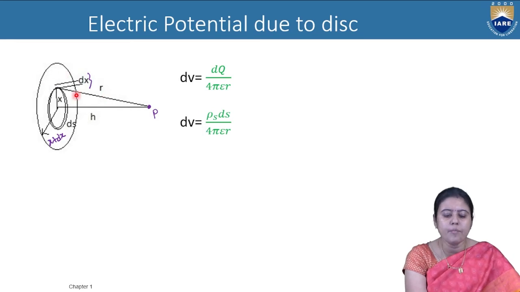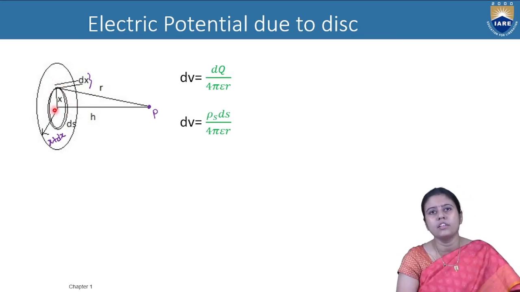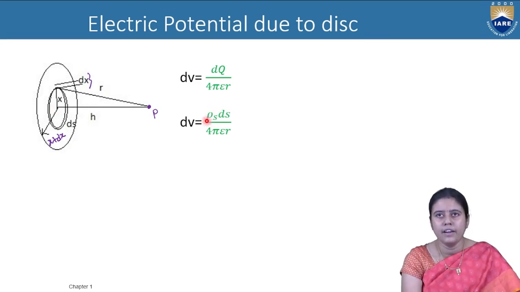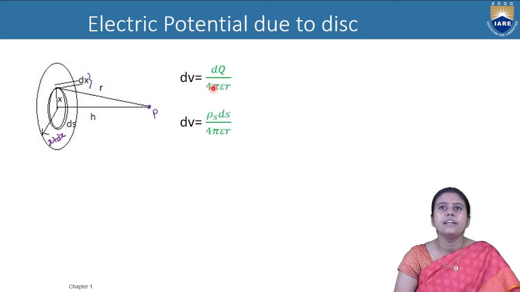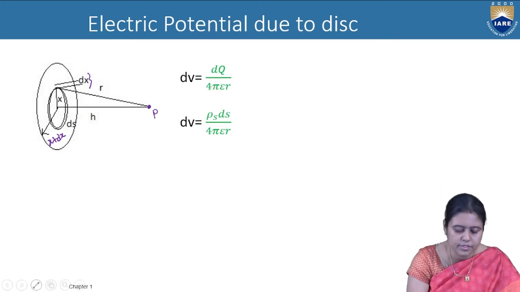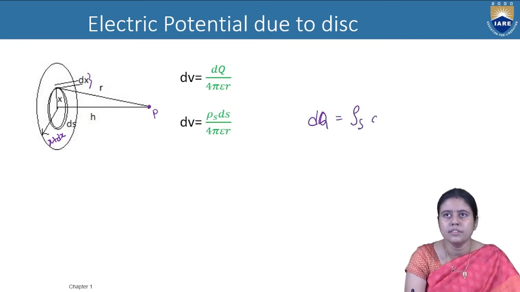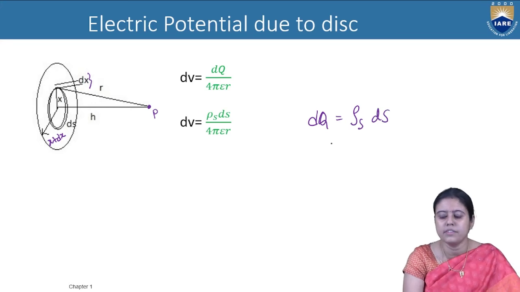Now, when we are thinking about a disk, we have to know the general tendency of the charge is to lie on the outside of the surface. So we will take the surface charge density rho s. What is the dq and rho s relation? dq by ds is equal to rho s, so dq is equal to rho s ds, where rho s is the surface charge density.